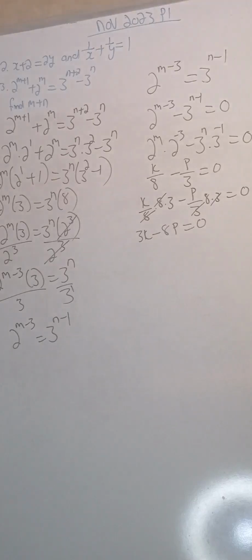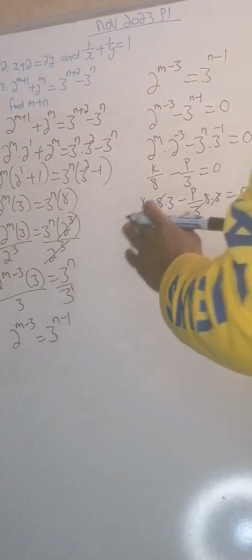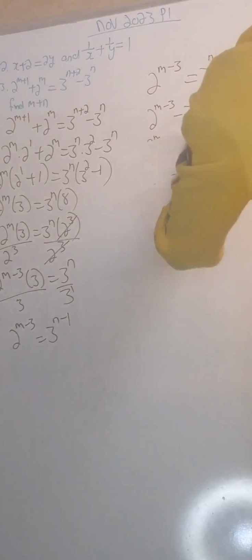Can I take out even a common factor here or something? There's none. So how do I work around this? Am I allowed to say that 3k equals 0 or minus 8p equals 0? But there seems to be a problem with this. So let me not do this.